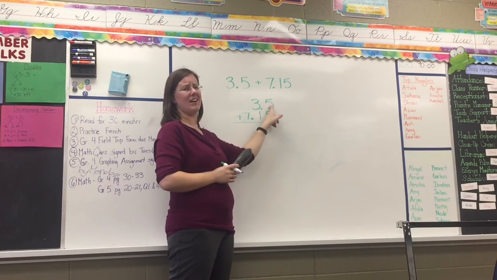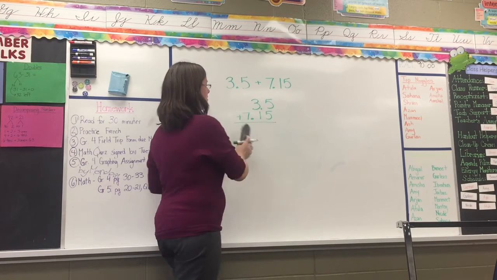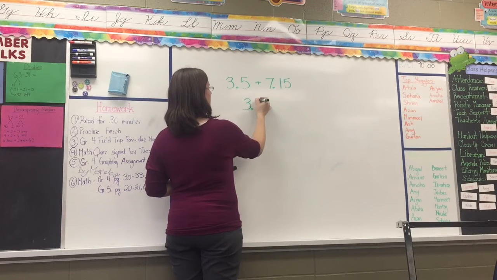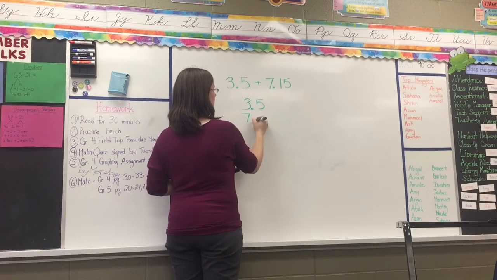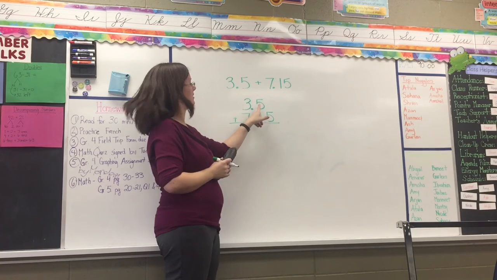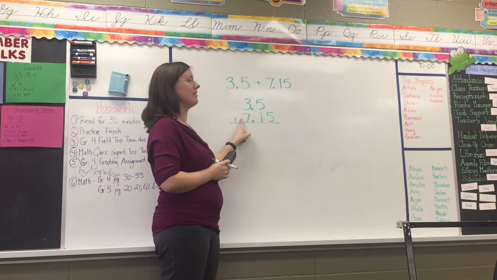Well, you can't add dimes and pennies together. That doesn't make any sense. So what you need to do is you need to make sure that you line up your decimal. Okay, now we're adding our tenths with our tenths, or dimes with our dimes, and our dollars with our dollars, or ones with our ones.